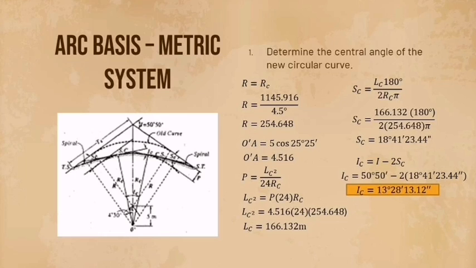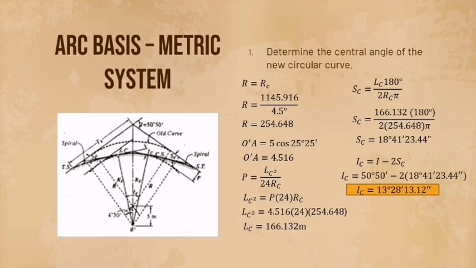So for the SC, our formula is length of curve 180 degree over 2 radius pi. So again, substitute the given. LC is 166.132. Our radius is 254.648. After calculating that, we will get the answer of 18 degree, 41 minutes, 23.44 seconds.